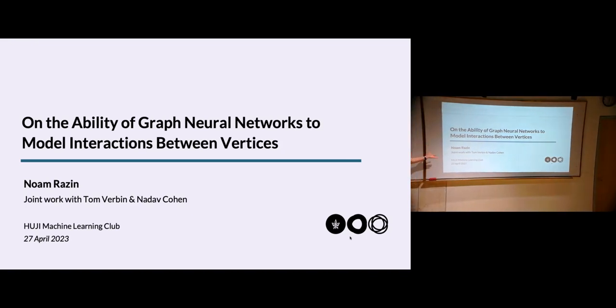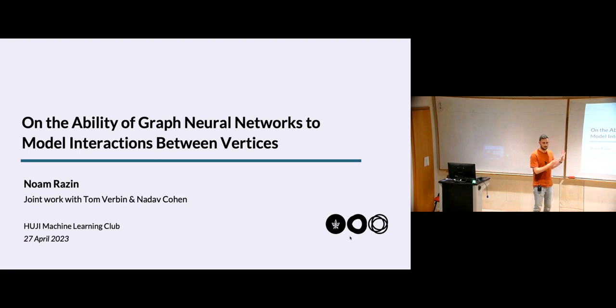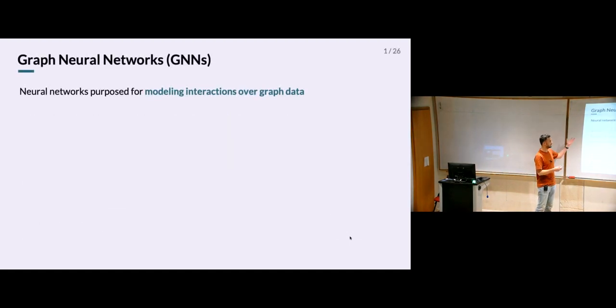So, I'll start by giving some context, and I'm not assuming any prior knowledge here about graph neural networks. So what are graph neural networks, or in short, GNNs? These are simply a family of neural network architectures that are designed to operate over data that is structured as a graph. Okay, intuitively, their purpose is to model complex interactions over graphs.